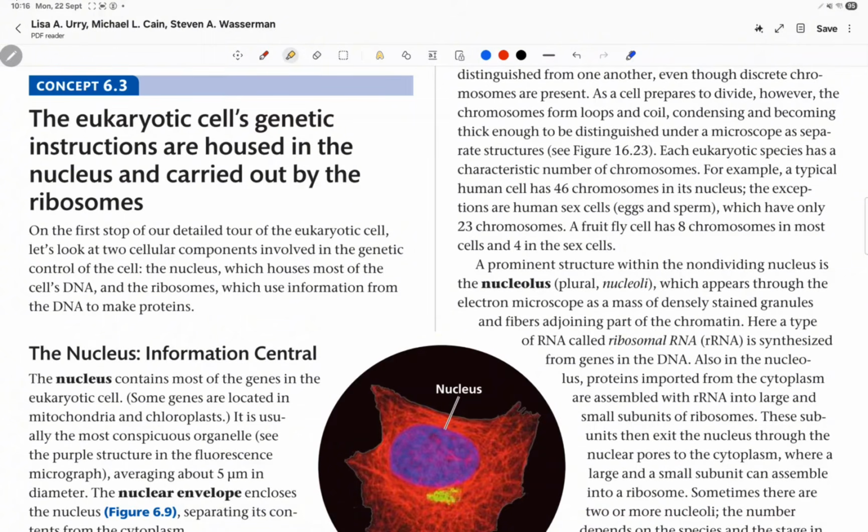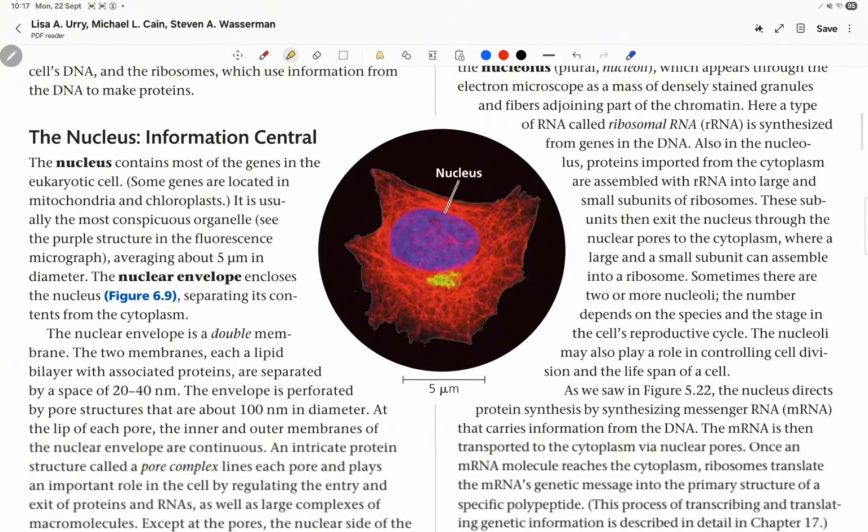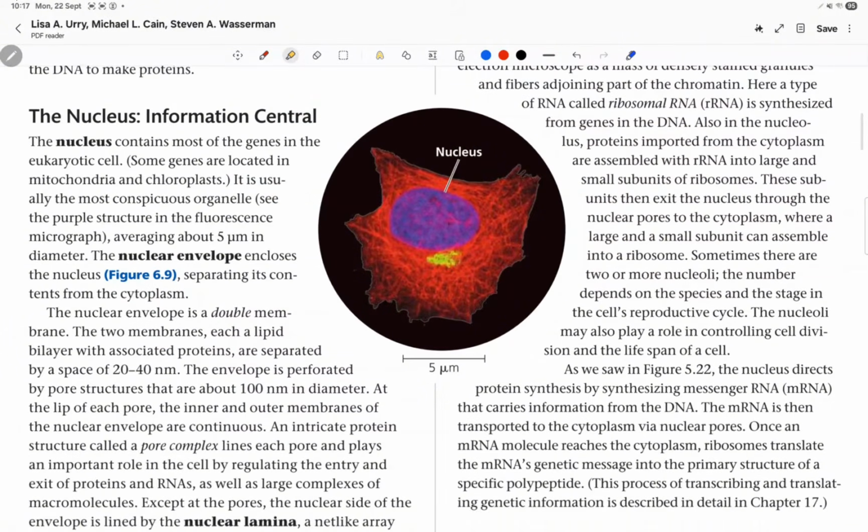So most of your DNA is going to be found in the nucleus. The nucleus has almost all of your DNA, which will then be used to make mRNA, which will then be used to make a protein. And of course, some of your DNA is found in the mitochondria. For a plant, that's going to be mitochondria and the chloroplast.